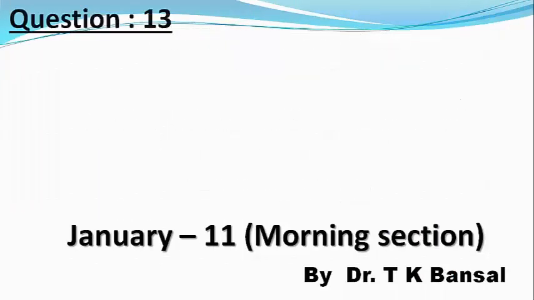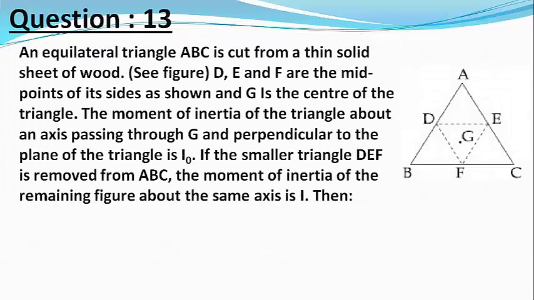Our next question is, an equilateral triangle ABC is cut from a thin solid sheet of wood as shown in the figure. D, E and F are the midpoints of its sides as shown, and G is the center of the triangle. The moment of inertia of the triangle about an axis passing through G and perpendicular to the plane of the triangle is I0.